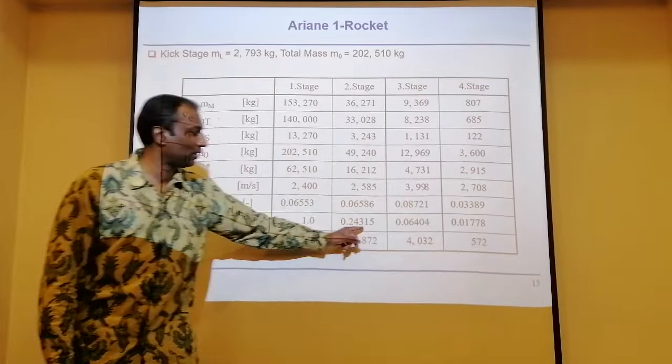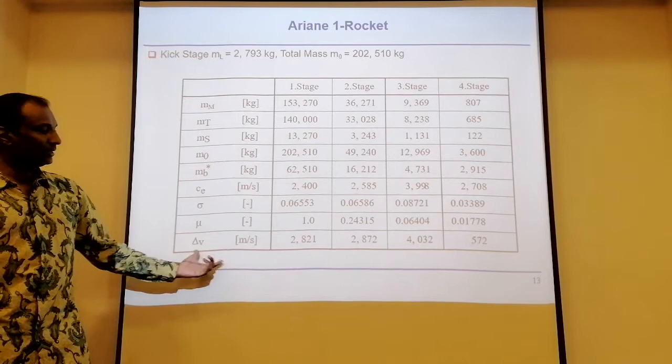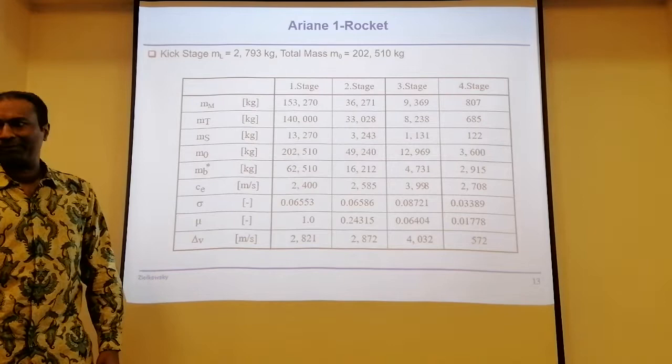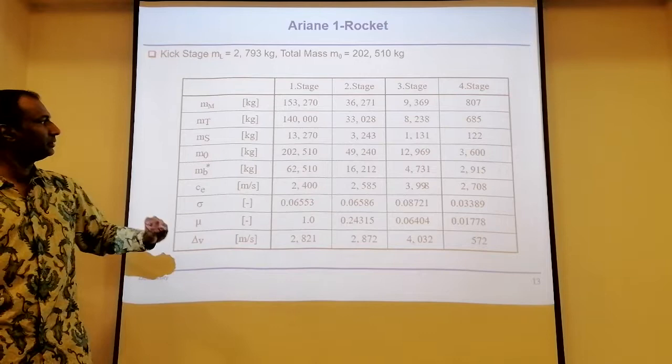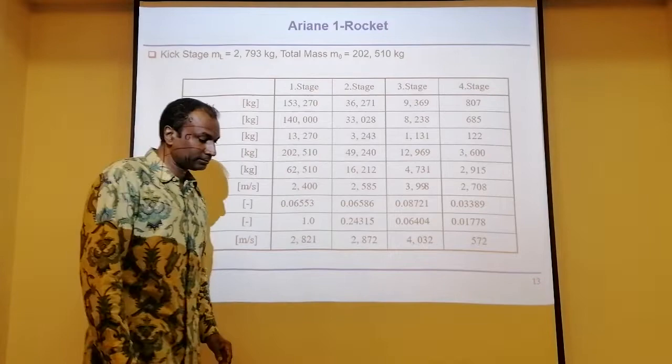Delta V, this is about the first stage, which is quite heavy. You have almost about 3 kilometers per second. The final stage is slower. So please do understand that the start mass is important here, and you should have the fairings. All those masses are actually included here.